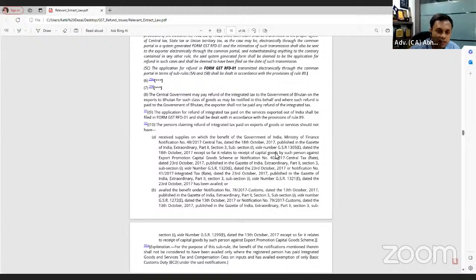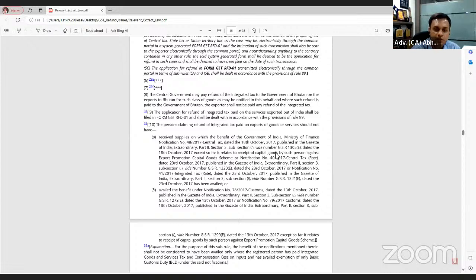It excludes the benefit which is availed by a person under the EPCG scheme for capital goods. So if a person is availing the benefit under the EPCG scheme, procuring capital goods without paying IGST, using those capital goods to make goods for exports and ultimately exporting the goods and claiming refund of IGST paid on exports, then that person would not be hit by this restriction. However, if the person claims the benefit of 78 or 79 for other than capital goods, then the person gets hit by this restriction. So which are those benefits which are available under 78 and 79?